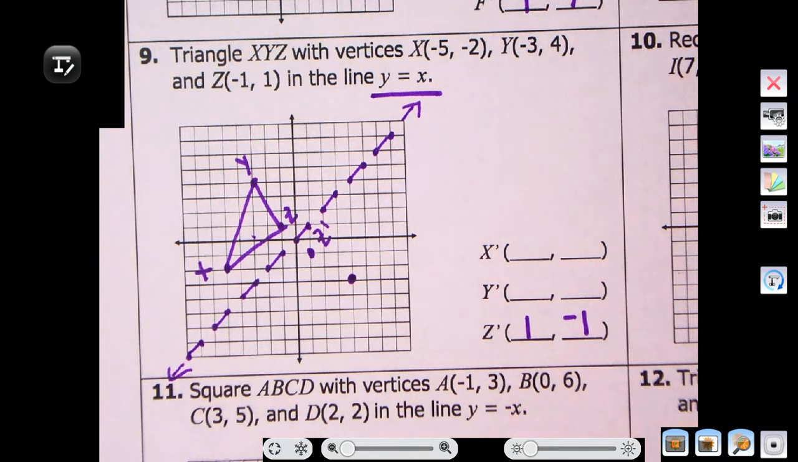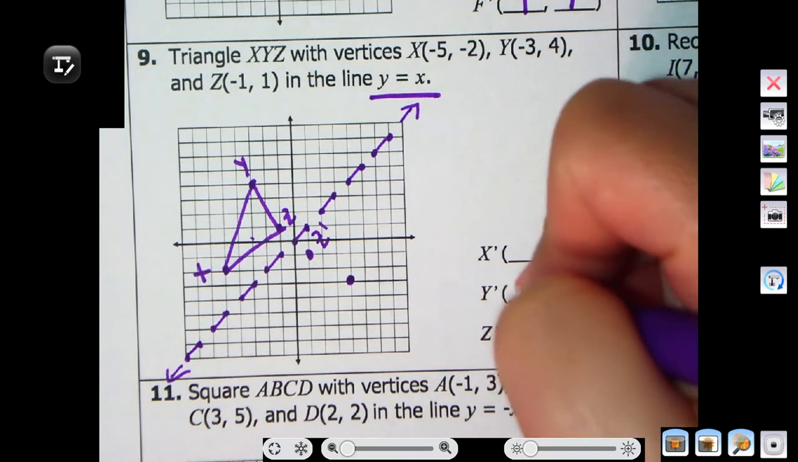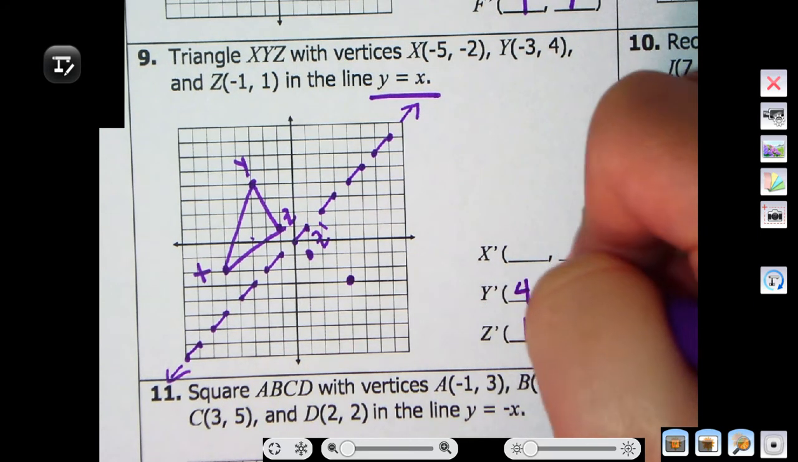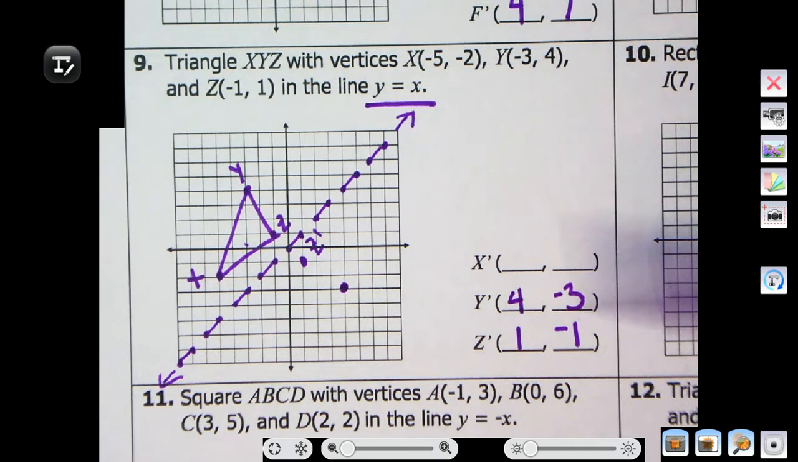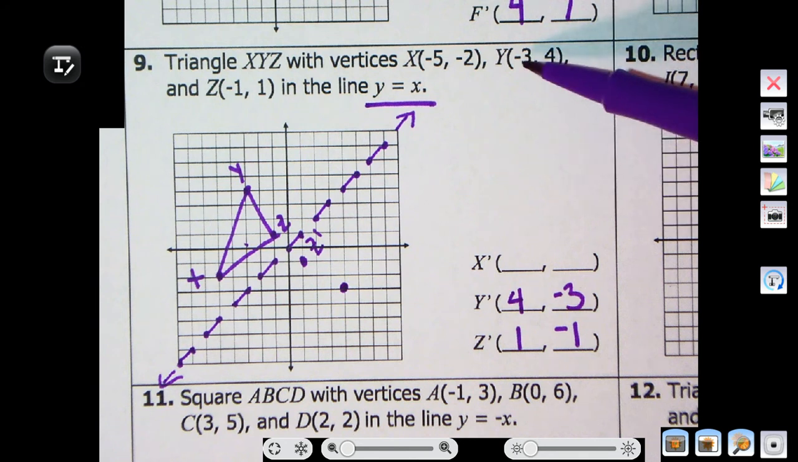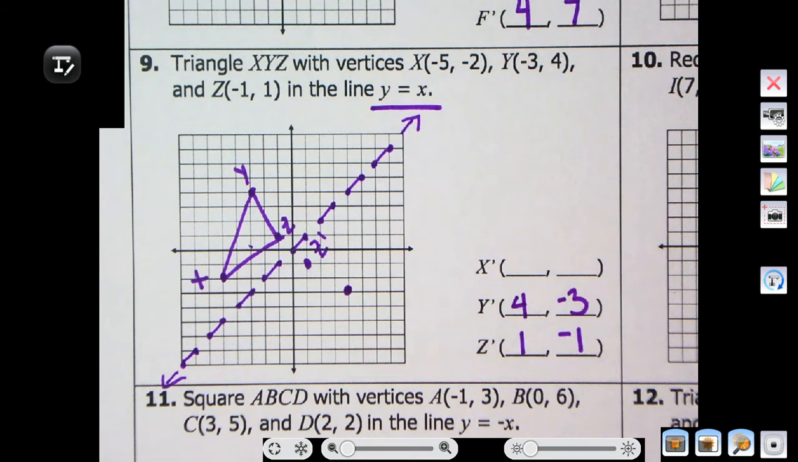Okay, so that looks like a reflection. Let's look at the point for that. All right, so what do you notice here? We went from -3, 4 to 4, -3.